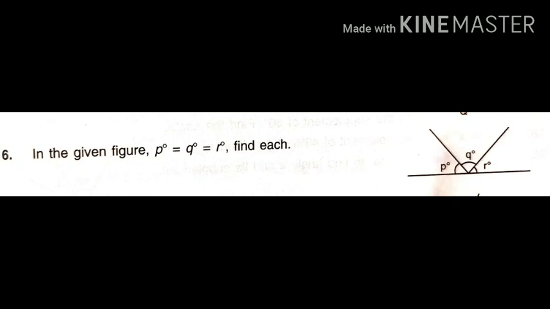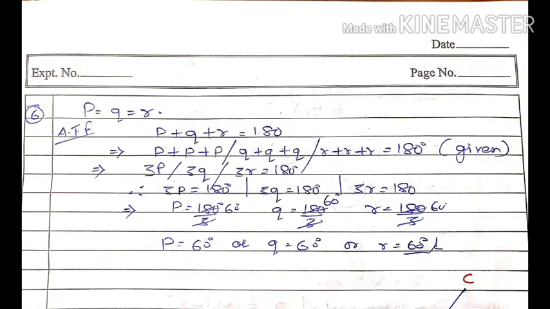Question is same, straight line. First angle is P, then Q, then R. Now what is given? That all three are equal. So P plus Q plus R is equal to 180 degree. We can write very easily. Up to here there is no problem. Now you see solution. First line is okay. P is equal to Q is equal to R given in the book. P plus Q plus R equal to 180 degree. Angles made on straight line.